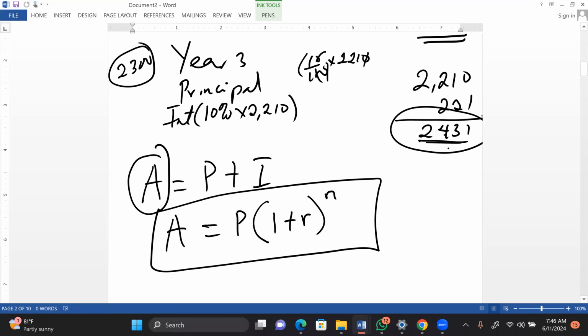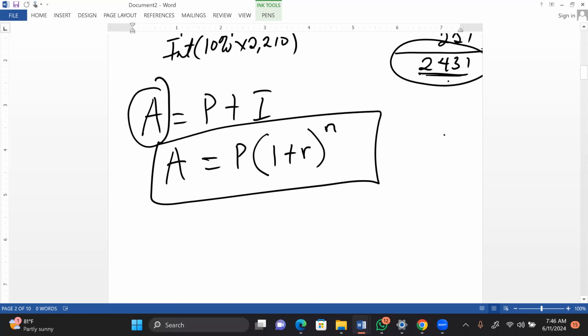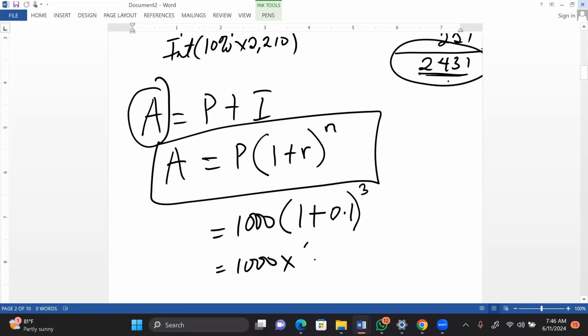So let's see it. We're going to have principal is 1,000. Open a bracket. 1 plus the rate. The rate is 10%. That is 10 over 100. That is going to be 0.1, which is per how many years? We are using 3 years in this case. So this is going to give us 1,000 multiplied by 1.1.